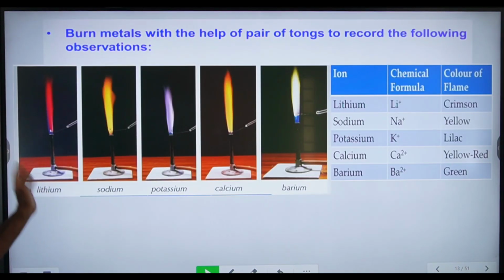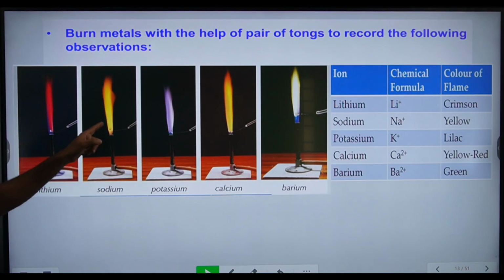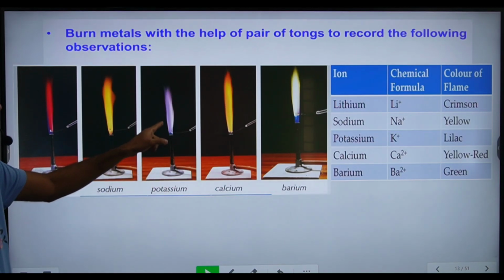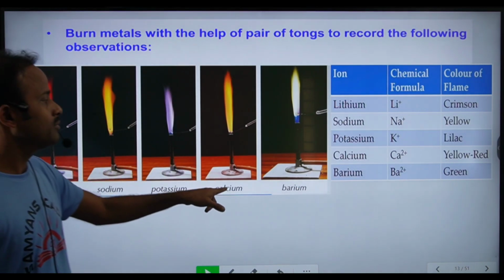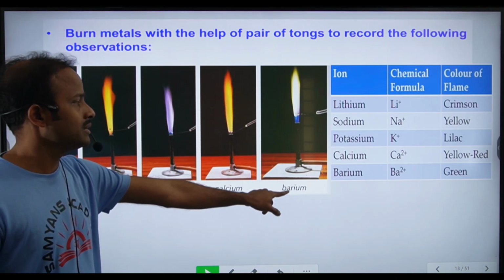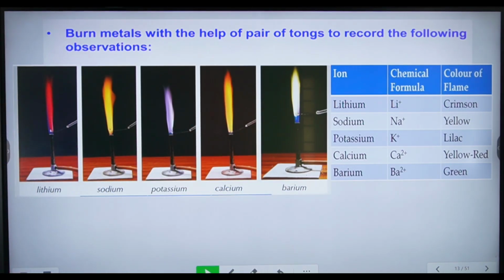Now you see, these are the different flame colors. When you burn lithium, it will give a crimson red color. When you burn sodium, it will give a golden yellow color. When you burn potassium, it will give a lilac color. When you burn calcium, it will give a yellow-red color. When you burn barium, it will give a green apple color. And these are the different flame tests of the different metals, right?